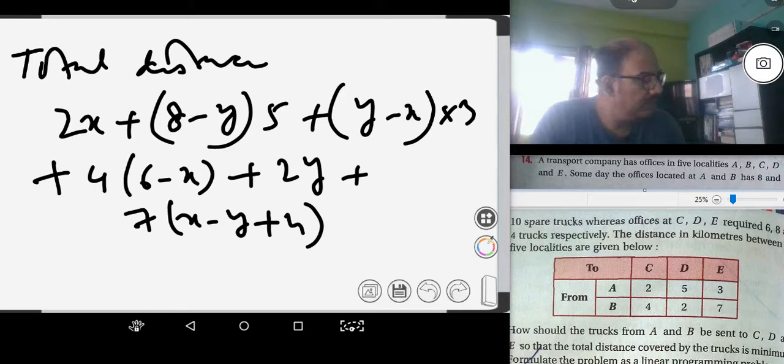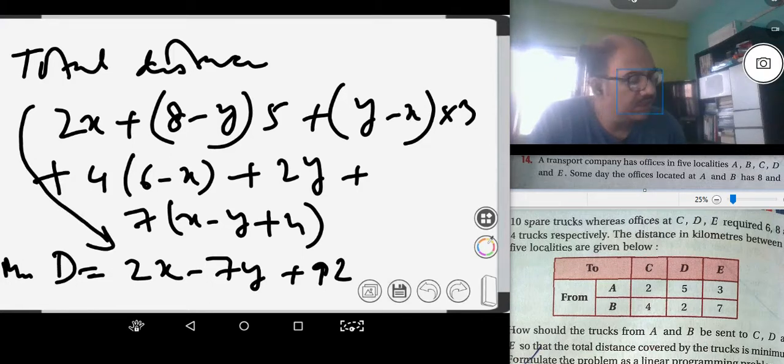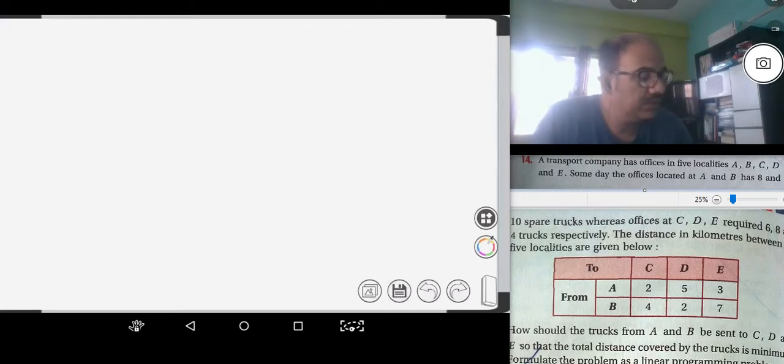So simplifying, we get the objective function. This is the total distance. If we simplify, it will become 2x minus 7y plus 92. This is the distance, and I'm writing that as d. And we have to minimize this distance. So the conditions that we get are that all the distribution values must be greater than or equal to 0. That means x greater than or equal to 0.